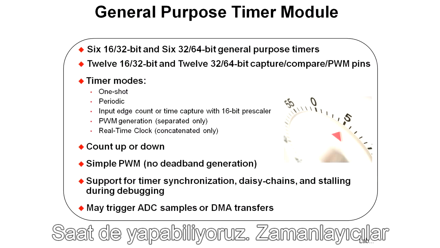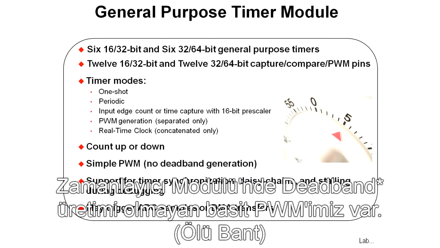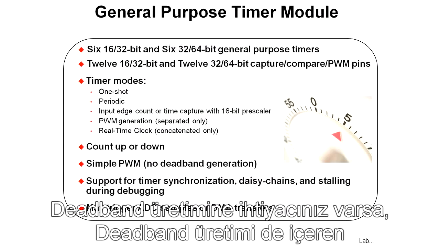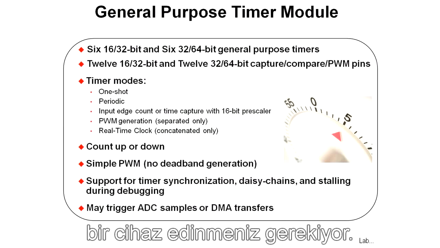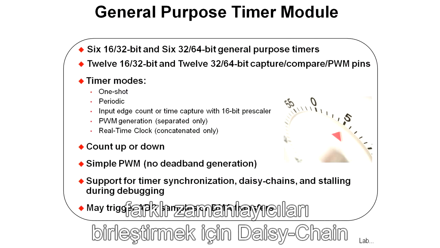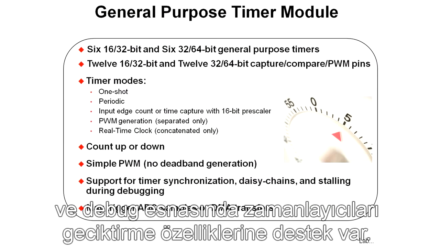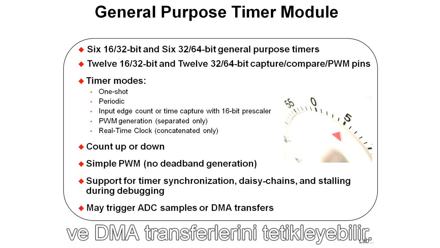We also can do real-time clock. The timers can count up or down. We have simple PWM here on the general purpose timer modules with no deadband generation. If you need deadband generation in your device, you need to get a device that has the PWM module, the motion control module, that has a full set with deadband generation as well. There's support here for timer synchronization so that reloading the timers happens simultaneously, for daisy chaining the different timers together, and for stalling during debugging. Now these timers can also trigger ADC samples, A to D conversions, or DMA transfers.